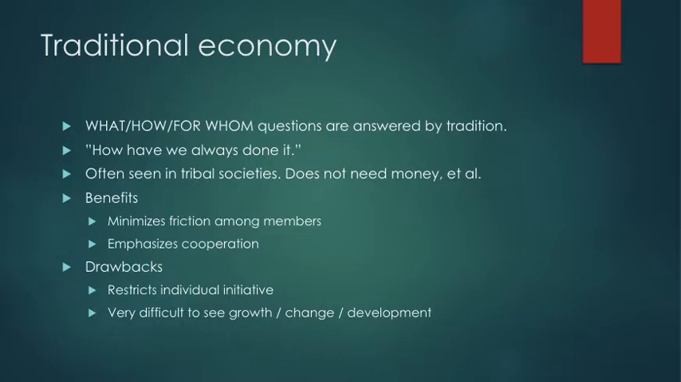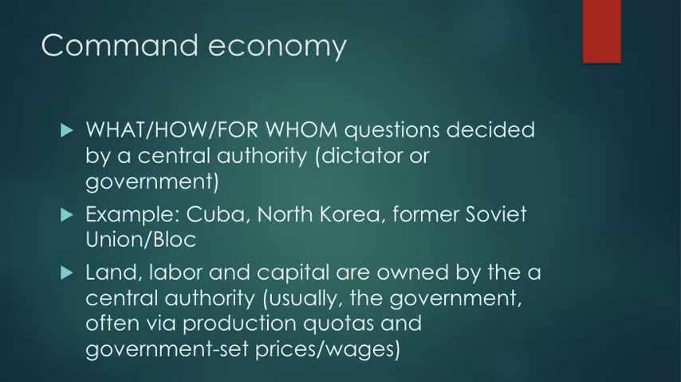And so you can look at tribal societies like Native American societies, and see elements of traditional economies. The command economy is probably the most recent of these because it is not one that evolved out of an emergent order. It requires a government or a central authority to own things and make the economic decisions. So the decisions on what to produce, how to produce, or for whom to produce are all made by a central authority, which is almost always going to be government. And, for example, Cuba and North Korea are good examples of command economies.